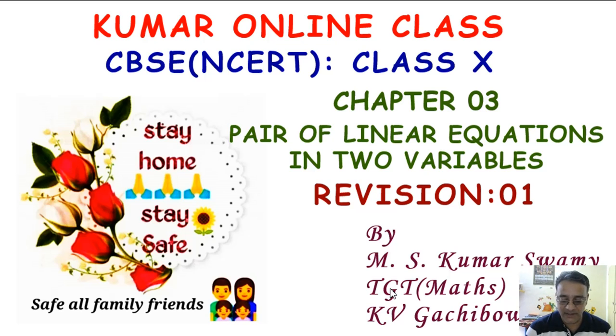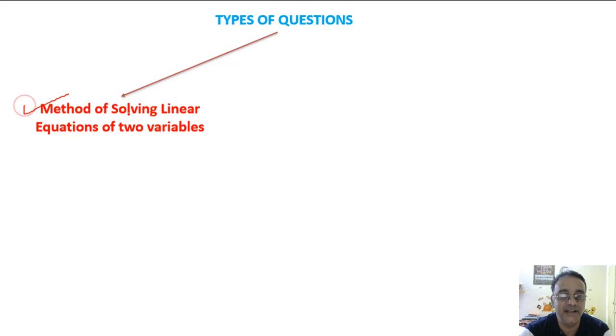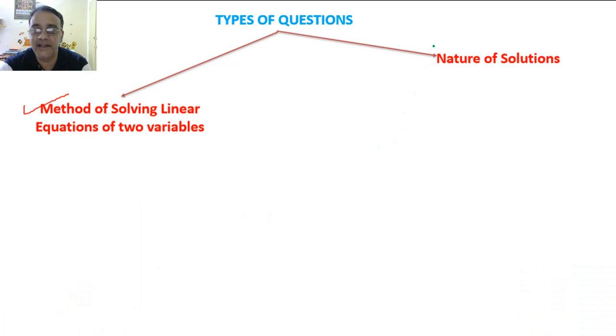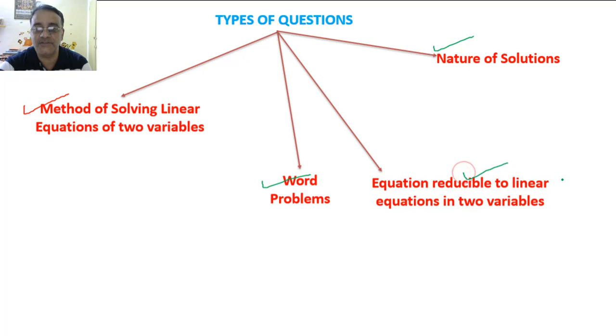Okay, so let us start with the different types of questions. First type of question is method of solving linear equations of two variables. Second type, nature of solution. And the third type, word problems. Fourth type, equations reducible to linear equations in two variables. Means you have to solve the equation after reducing the given equations to linear equations in two variables. So these are the four main categories.